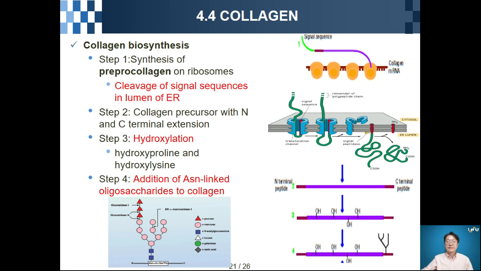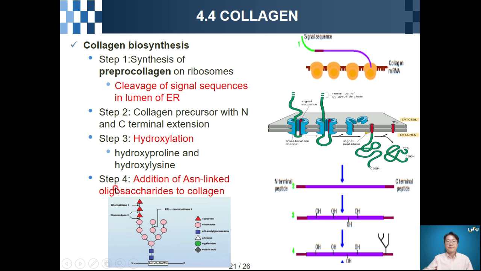After that, step 2, this is the collagen precursor with the N-terminal and C-terminal extensions. After that, step 3 is where the second post-translational modification happens, which we call hydroxylation. Usually the hydroxylation happens in the proline and the lysine. We learned that hydroxylase acts at specific sites in the proline and the lysine.